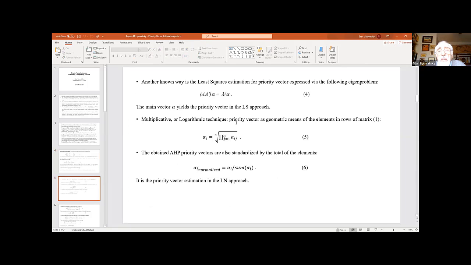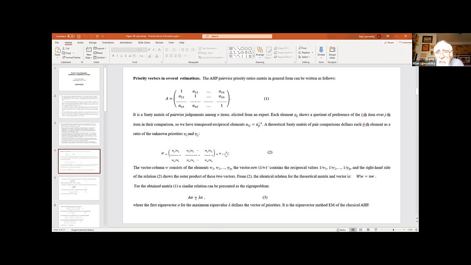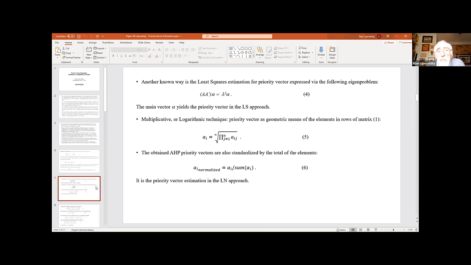Then we have the second method. Here in formula 3, as all of you know, we take the eigenvector with the maximum eigenvalue. It is the classical eigenvector solution. Another way is least squares estimation. It is derivable. It corresponds actually to the singular value decomposition of the matrix A. And also the first eigenvector is the priority vector in the least squares solution.